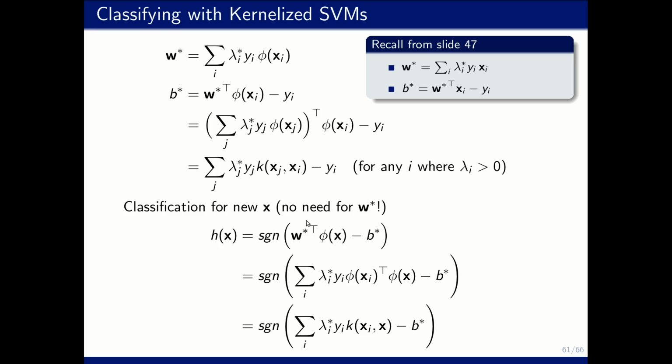So this is how we classify with kernelized SVMs. So no need to go back to our feature space. No need to compute these primal variables explicitly. So we can express this just with kernels or kernel evaluations.